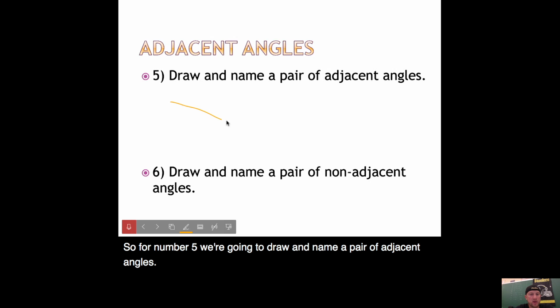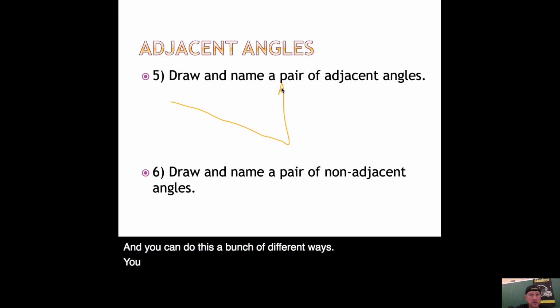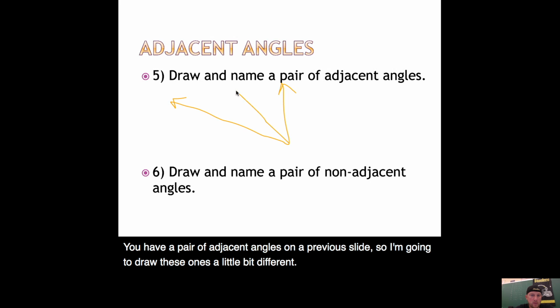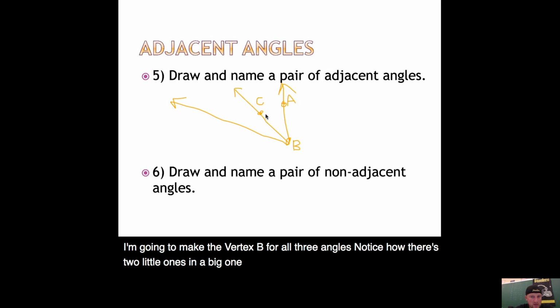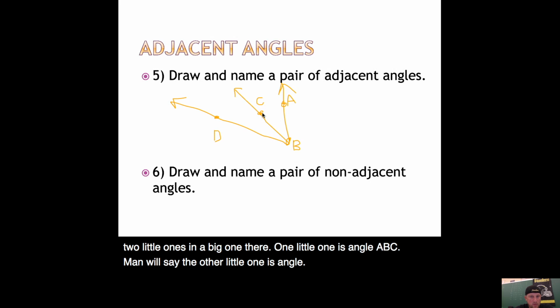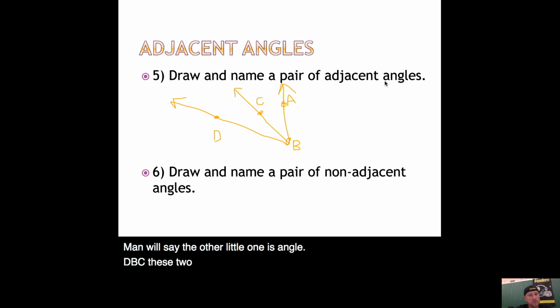And you can do this a bunch of different ways. You have a pair of adjacent angles on a previous slide, so I'm going to draw these ones a little bit different. I'm going to make the vertex B for all 3 angles. Notice how there's 2 little ones and a big one there. One little one is angle ABC. And we'll say the other little one is angle DBC. These 2 angles are adjacent.